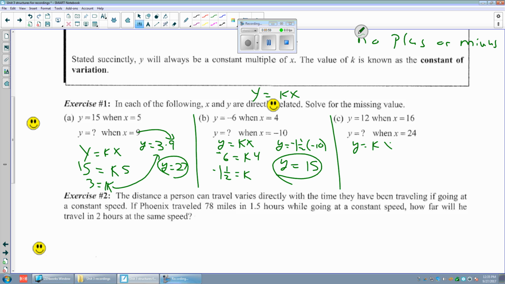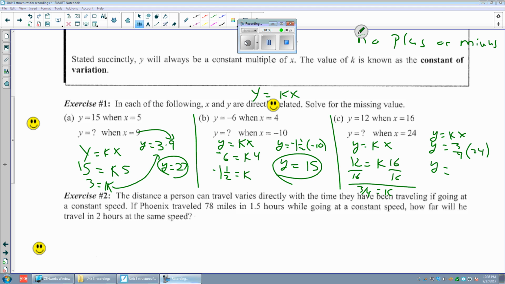Y equals kx. 12 equals k times 16. Divide by 16. 3/4 equals k. Y equals kx. Y equals 3/4 of 24. Y equals 18. Simple as that. Plug and chug.